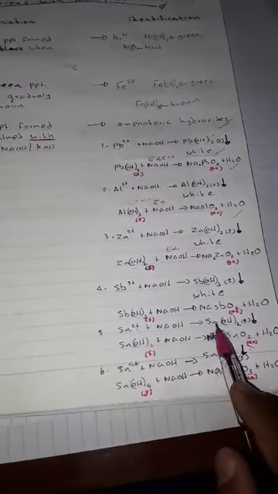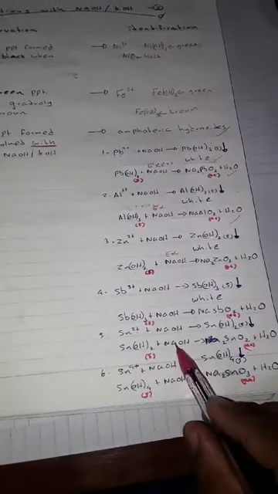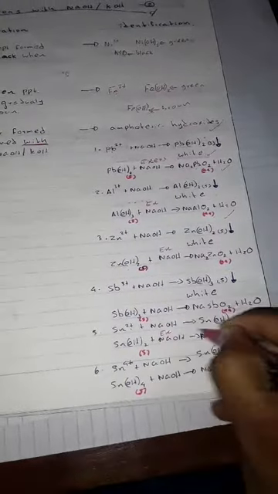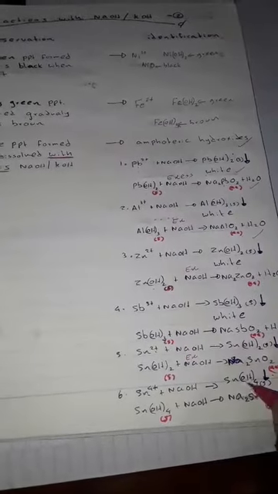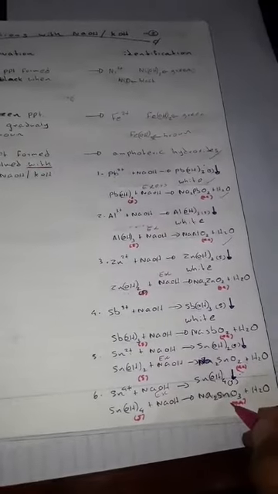Sn2+ reacts with sodium hydroxide and makes Sn(OH)2, which is a white precipitate. That white precipitate dissolves with excess sodium hydroxide like this. Sn4+ is also the same: it makes a white precipitate, and that white precipitate dissolves with excess sodium hydroxide to make this product.